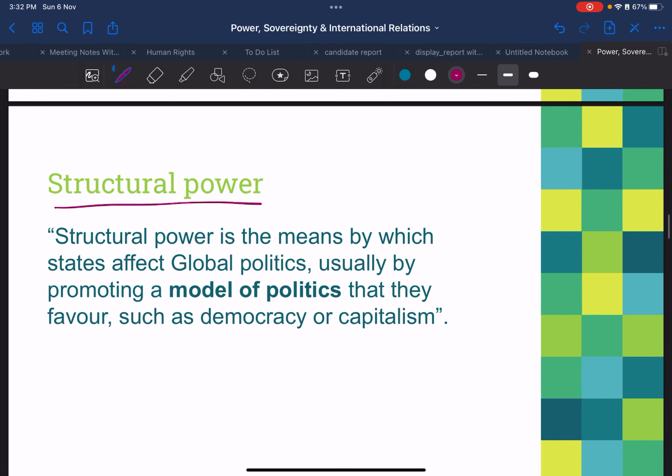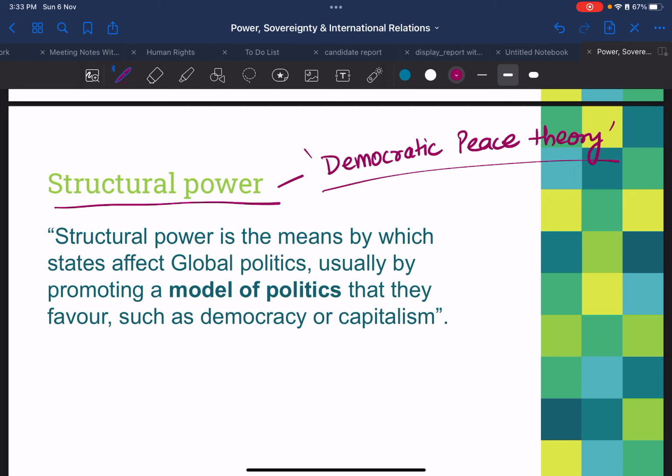Now the third one is structural power. Now what is the structural power? In the structural power, the ideological struggle between capitalist and communist models of economic development is the most powerful example of this. The dominance of the capitalist model was largely achieved through a mix of hard power and the attractiveness of its economic success. More recently, Western powers have tried to remove authoritarian regimes and build up democratic models of government by using the democratic peace theory, right? Democratic peace theory to build the democratic regime across the world.